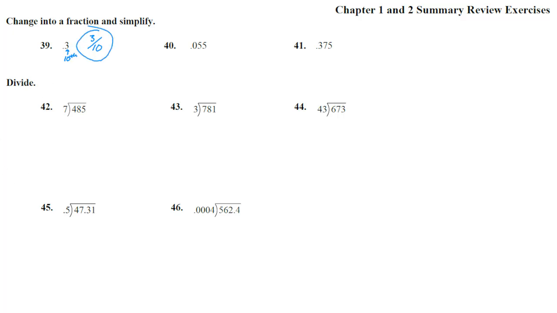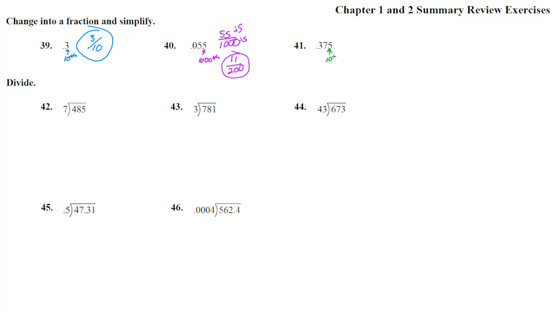Okay, next one. Number 40. This is 55. What does it end in? This is the thousandths. So tenths, hundredths, thousandths column. So that's 55 thousandths as a fraction. Now we can divide by 5 and divide by 5. And that gives us 11 200ths. And that's as far as that guy can go.